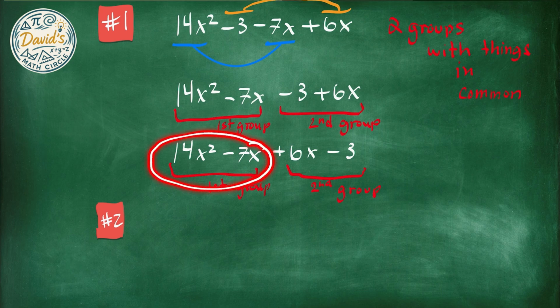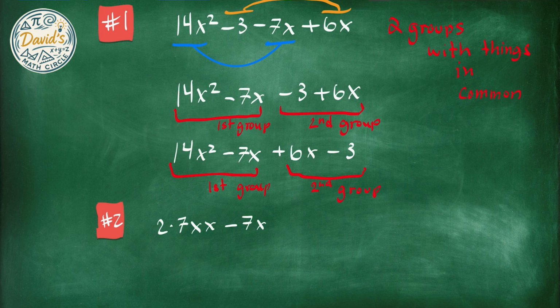So if I look at my first group, I see that 14x squared can be written 2 times 7 times x, minus 7x. And the second group can be written 2 times 3x minus 3. So the 6x is now 2 times 3x. The minus 3 stayed the same. And the 14x squared is now 2 times 7 times x. If you wonder why I did that, you can go see my other video on the greatest common factor. I love to deconstruct it to see more easily what's in common.